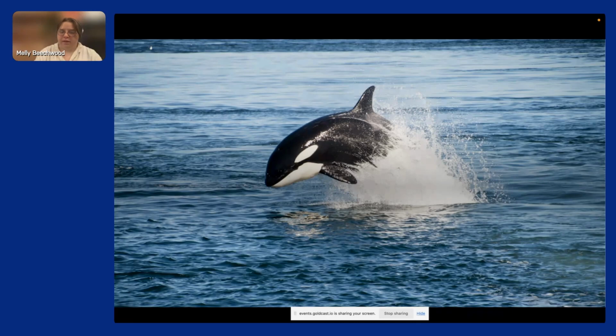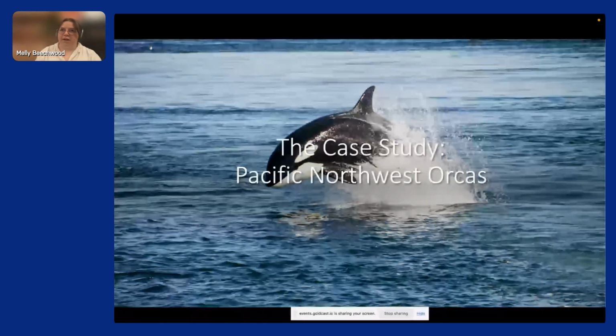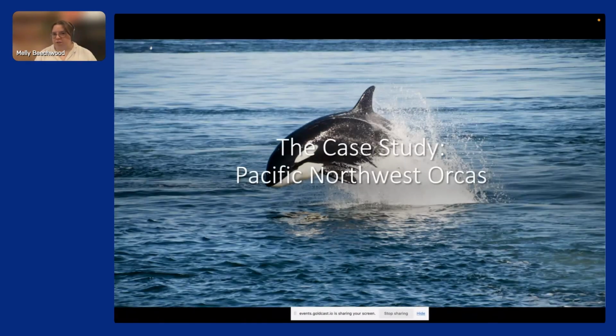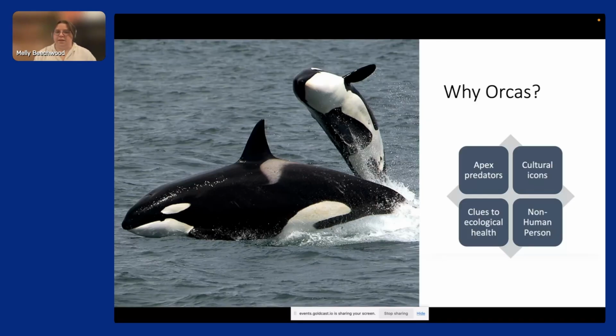So now that we've gotten to see how knowledge graphs might help us in knowledge conservation, I want to dive into a case study involving the Pacific Northwest orcas. So why orcas? I hail from Seattle, and here in the Pacific Northwest, right on the Puget Sound, we have these lovely southern resident orcas made up of 3 pods, and these are our apex predators in the area.